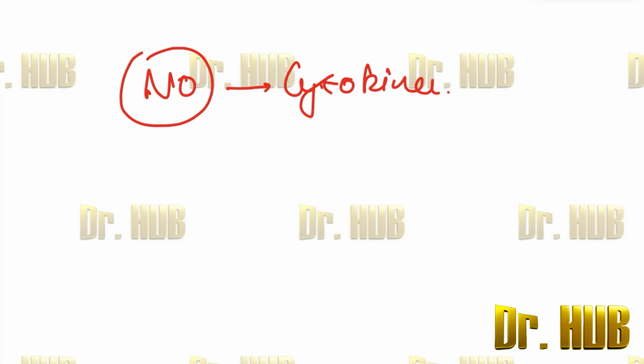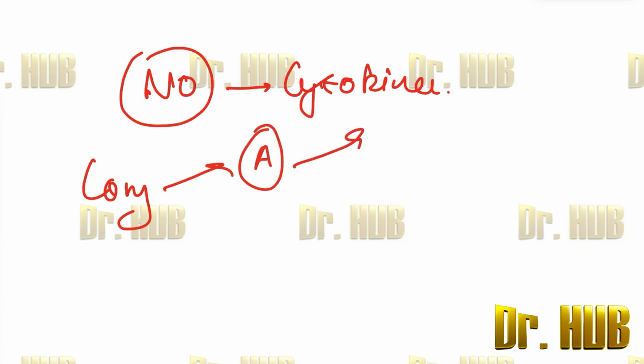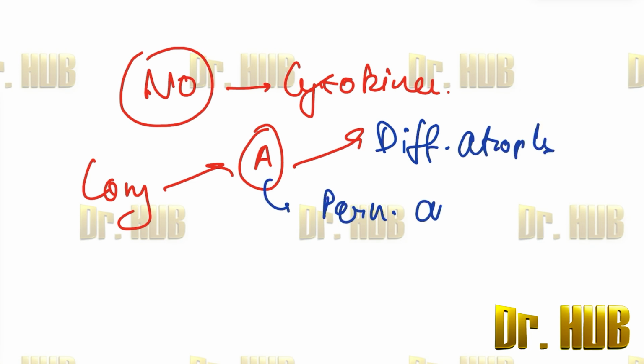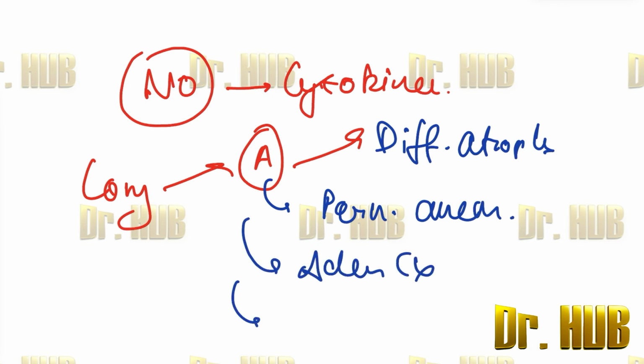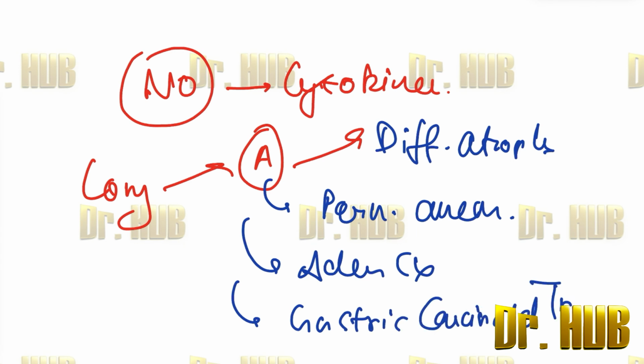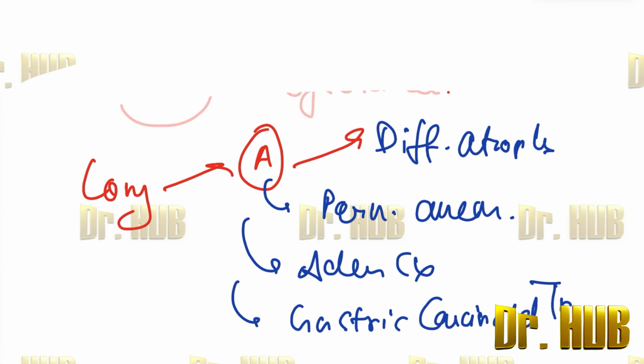Now let's look at the long-term sequel of type A. This includes diffuse atrophy. Next will be pernicious anemia. Then comes adenocarcinoma. Then come gastric carcinoid tumors.